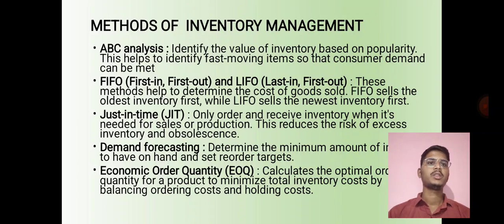Just in time: inventory is ordered only when it is needed for sales or production. This reduces the risk of excess inventory and obsolescence. Demand forecasting determines the minimum amount of inventory to have on hand and sets reorder targets. The economic order quantity, EOQ, is helpful to calculate the optimal order quantity for a product to minimize the total inventory cost by balancing ordering cost and the holding cost of the organization.